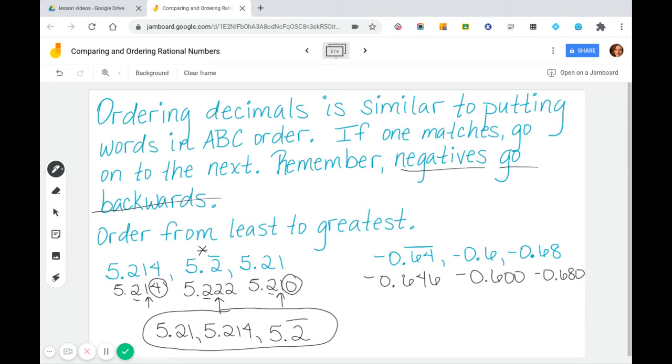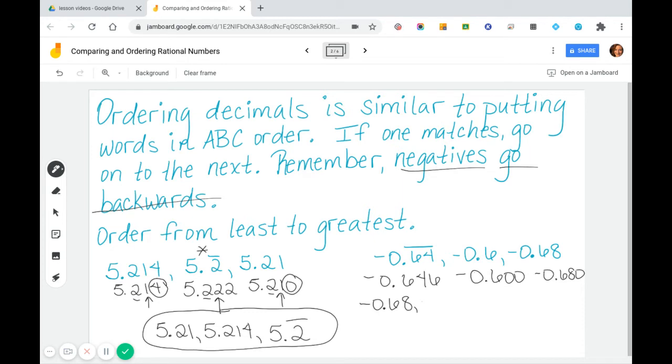So I'm going to start at the first number. If that matches, I'm going to go to the next. They all start with 6's, so that gets me nowhere. Then it's a 4, a 0, and an 8. Now, I know usually the 0 would be the smallest, but remember these are negatives. So what's worse for your money? What's best for your money? Being in the hole 8 is worse than being in the hole 4 or 0. So negative 0.68 is my smallest.